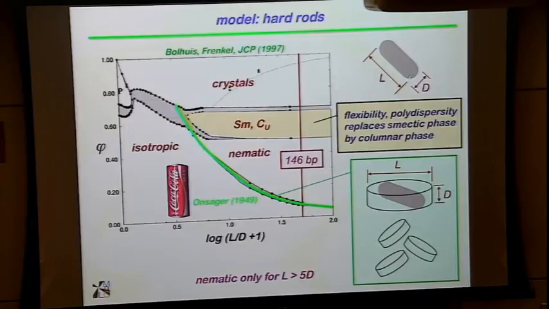Now, in a solution like this, you can imagine either getting, say, above the nematic, a smectic phase, where these things are standing up and would just all get into layers, or you can get a columnar phase where they go into stacks. Okay. Now, what you get depends on polydispersity.